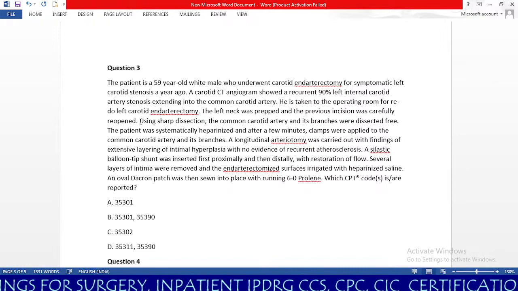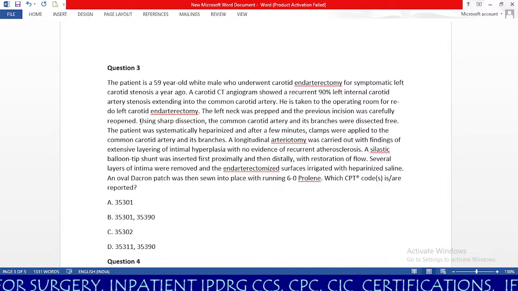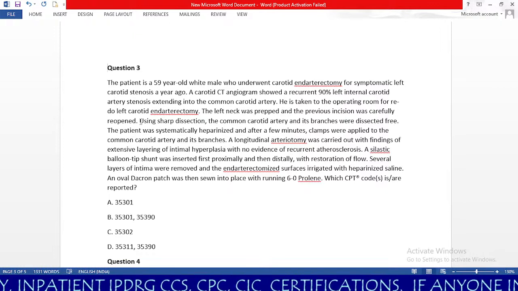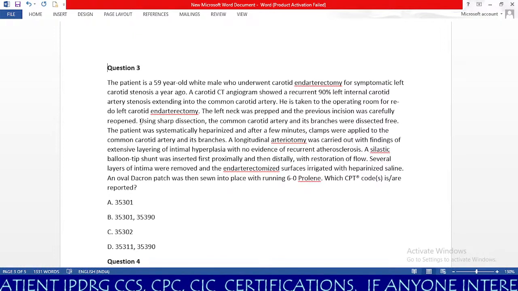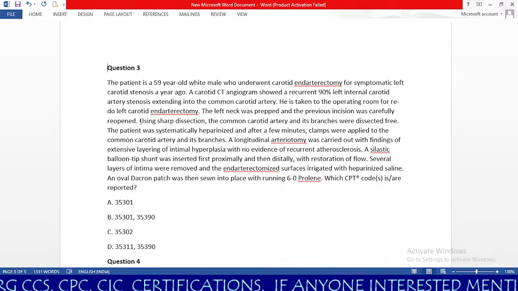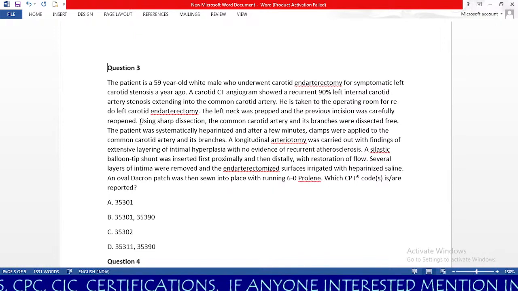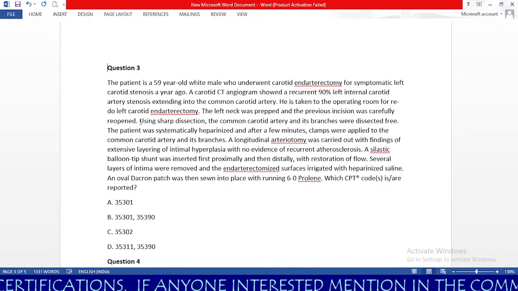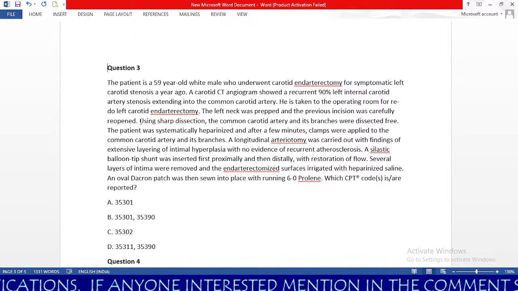So you need to check the documentation whether the physician has performed the incision or not. If the physician performs an incision, it is an open procedure and the physician will dissect the tissue in order to enter into the field wherever there is a disease. But in that scenario, there is no mention of incision. So it is a percutaneous procedure.